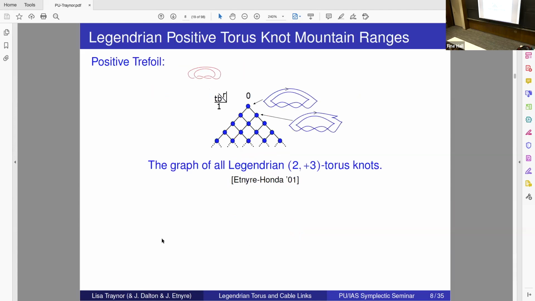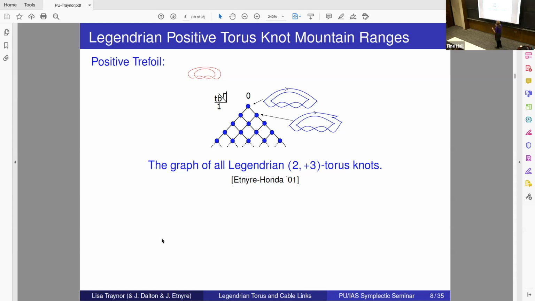Okay, good. So we can take one of these Taurus knots and we can try to do the same thing for the unknot. We knew we could understand all the Legendrian representations of it. And for the positive trefoil, and actually all positive Taurus knots, we can similarly understand. So the positive trefoil, here's just an example.